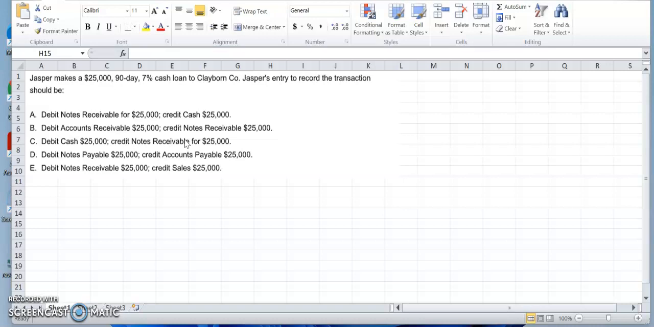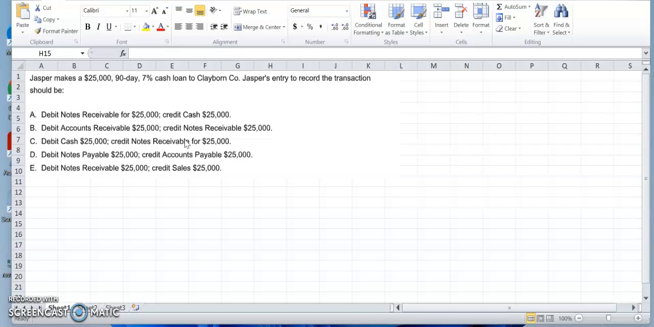But let's walk through the other ones so you understand what's going on. B, debit accounts receivable, credit notes receivable. Well, if we're issuing a notes receivable to somebody, our notes receivable is going to go up. And remember, to increase notes receivable, you debit notes receivable. So it's not going to be a credit to notes receivable. That's wrong. C, debit cash, credit notes receivable. Once again, credit notes receivable, $25,000. They're not paying us back. The only time there's a credit to notes receivable is when we get paid back, and we haven't been paid back yet. We just issued a note to Claiborne Company.